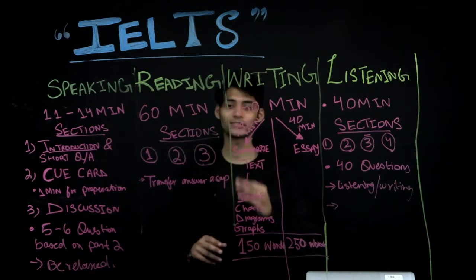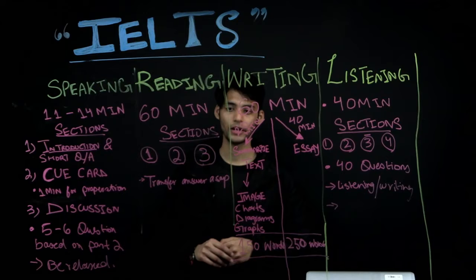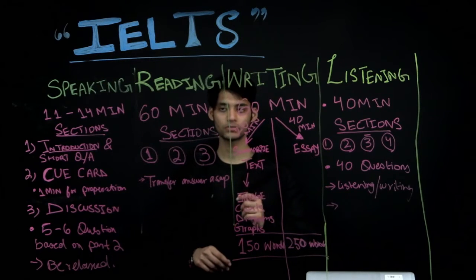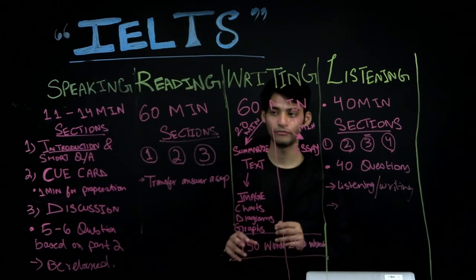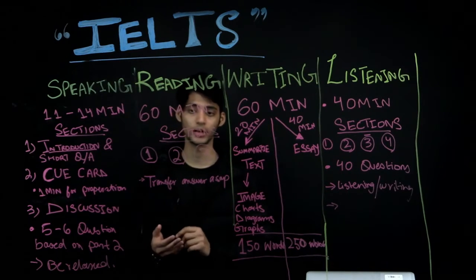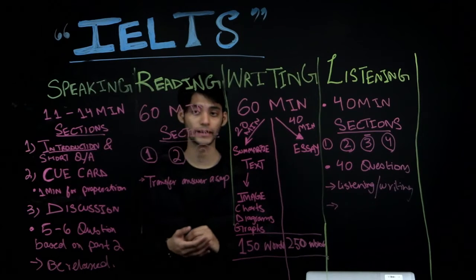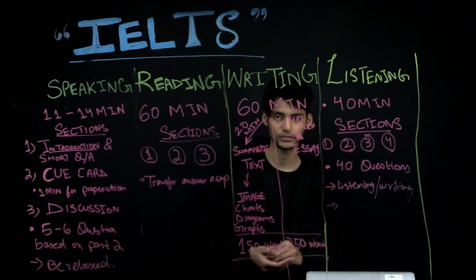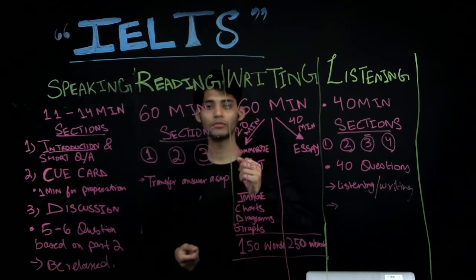Reading consists of 3 sections and a total of 40 questions. It's 60 minutes, 1 hour, and while you are marking your answers in the question paper, you have to transfer your answers simultaneously because you don't get any extra time at the end of the examination. Now we will move on to the writing section.